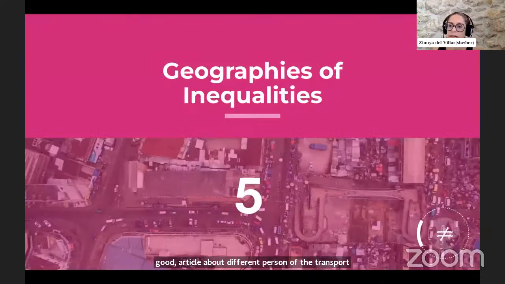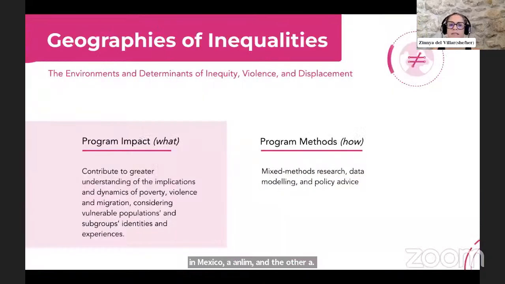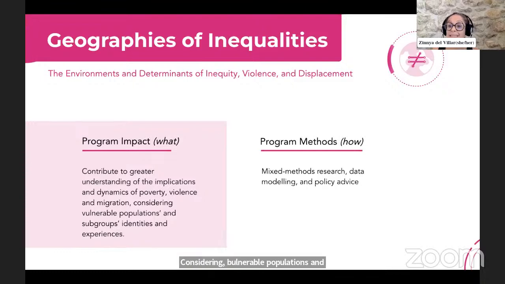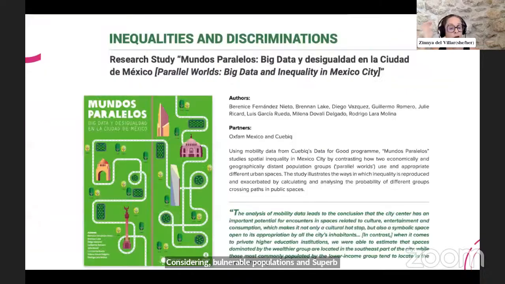And the other program that is more related with this SDG 11 is this one of geographies of inequalities. We study directly and we contribute to greater understand the implication of dynamics of poverty, violence, and migration, considering vulnerable populations and subgroups, identities, and experience inside the cities. So this program is really related about what we are working.